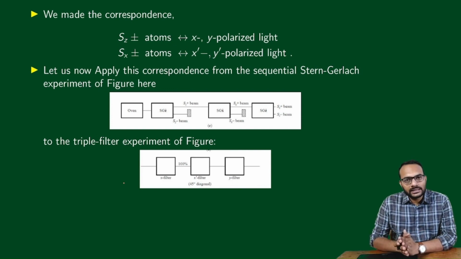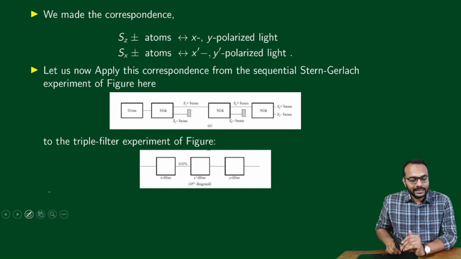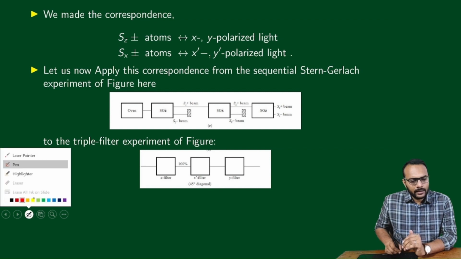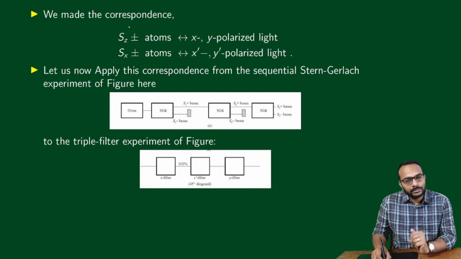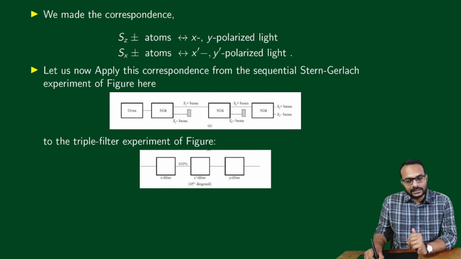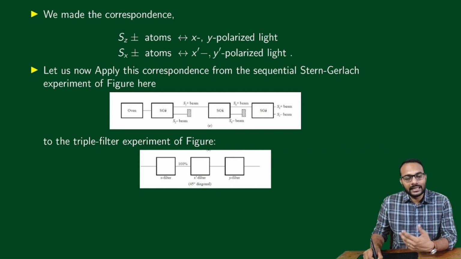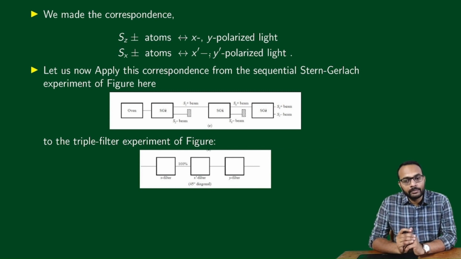Back to the correspondence that we made between polarization and spin. The classical case of polarization and the quantum mechanical case of spin. So we said that we can suggest a correspondence like this. Sz plus can be related to the x polarized light and Sz minus to the y polarized light. Similarly, Sx plus to the x prime polarized light and Sx minus to the y prime polarized light.